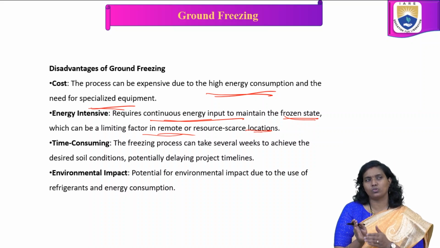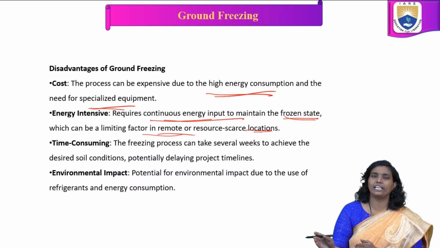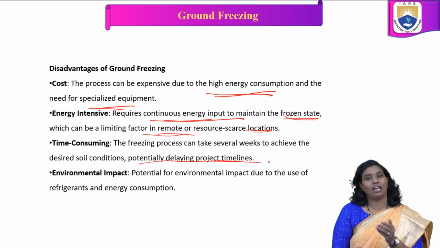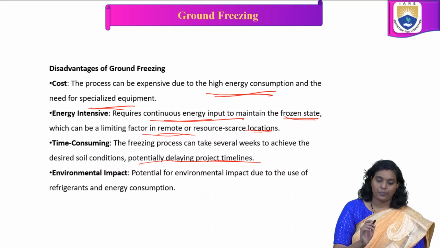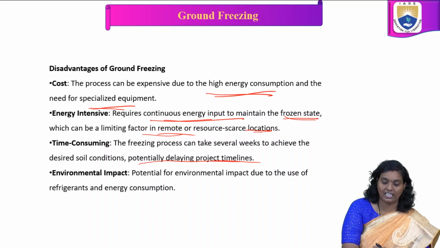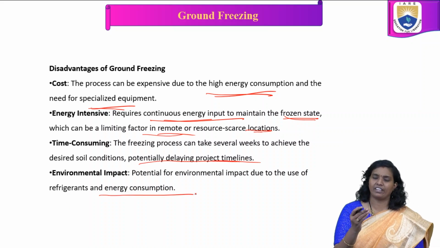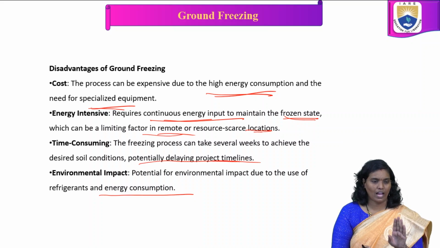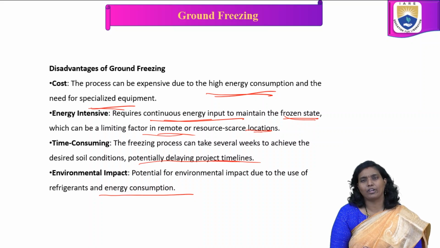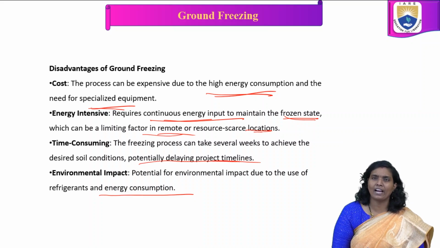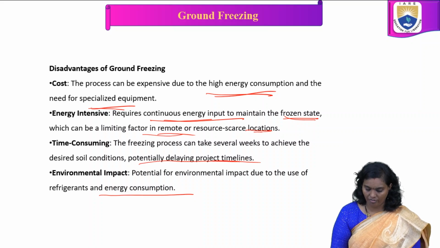Because of this delay, it takes some time, and it may affect the project timelines. Then, environmental impact: there is potential for environmental impact due to the use of refrigerants and other energy consumption. This affects the environment as well. The environmental impact is there when using ground freezing. We have to take certain precautions and work accordingly, and only then will this environmental impact be reduced. We have to consider this impact whenever we are using the ground freezing technique.